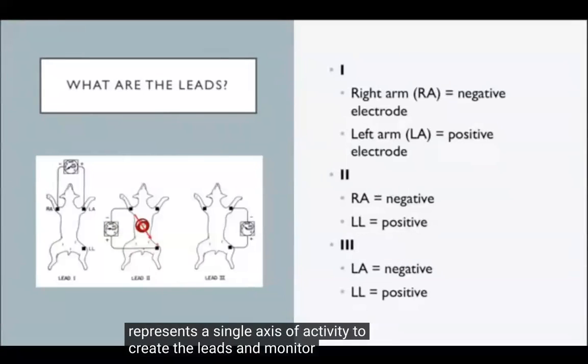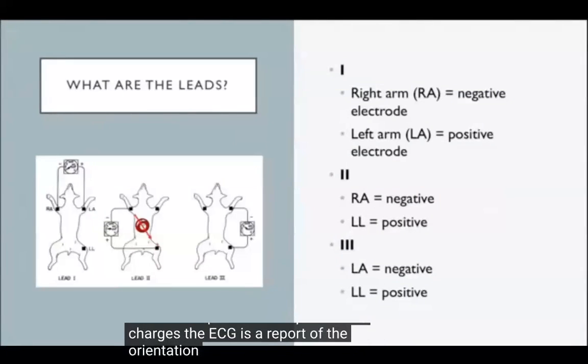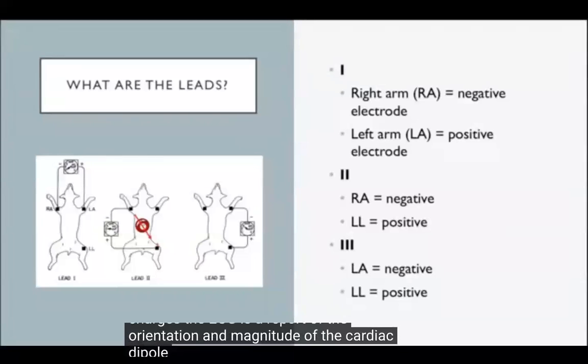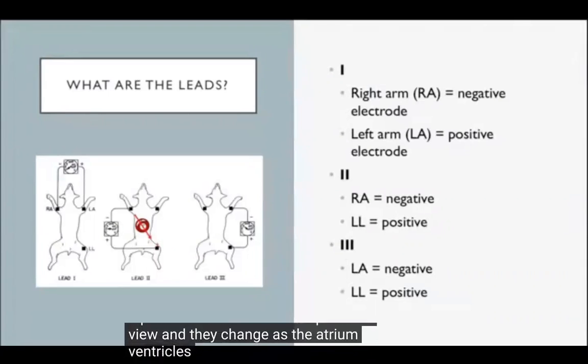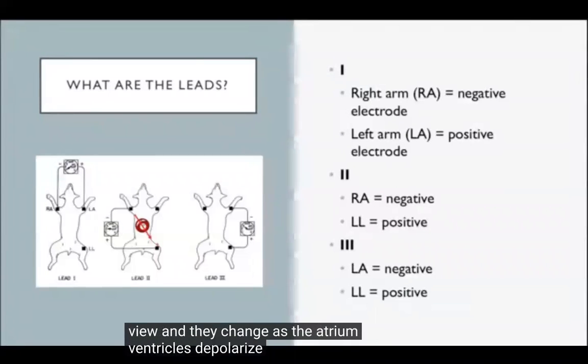To create the leads and monitor a single axis of electrical activity, we set the electrodes up in a specific manner that will create dipoles, or a separation of charges. The ECG is a report of the orientation and magnitude of the cardiac dipole from several different points of view, and they change as the atria and ventricles depolarize.